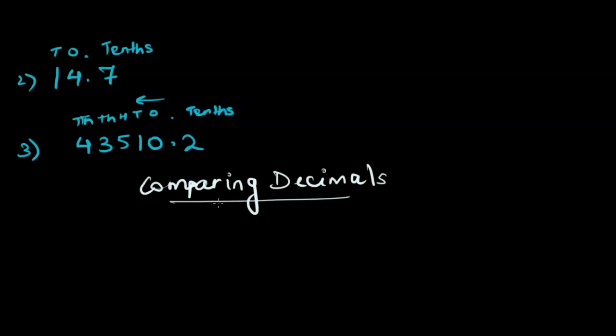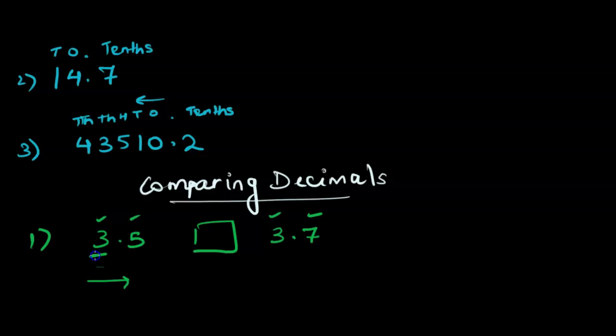Now when it comes to comparing decimals, let's say we have to compare 3.5 with 3.7. The first thing we have to do, when we are comparing numbers or comparing decimals, is count the number of digits. We have 2 digits in both the numbers. If we have 2 digits, that means the next thing we have to do is check the place values one by one. And when we are comparing the place values, we move from left to right.